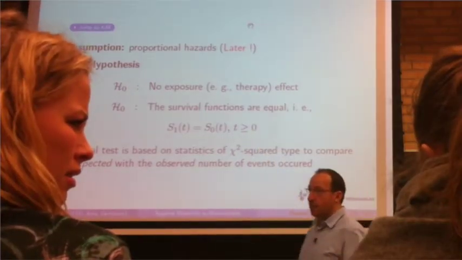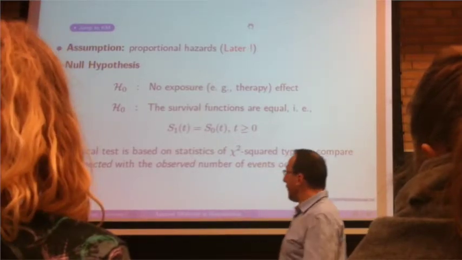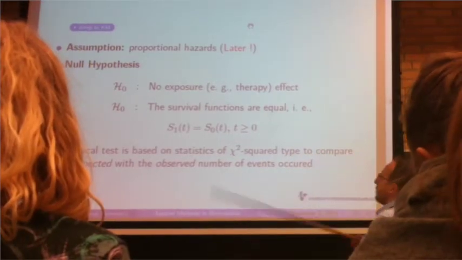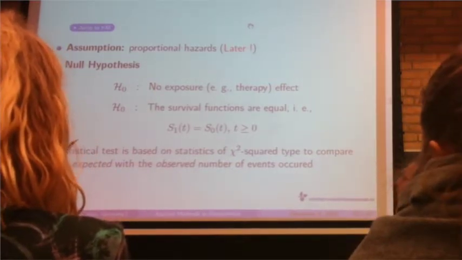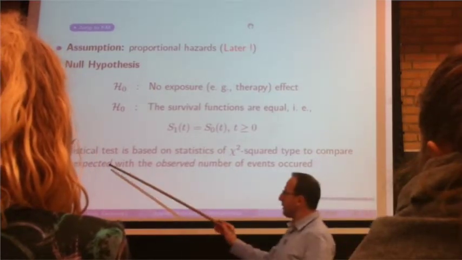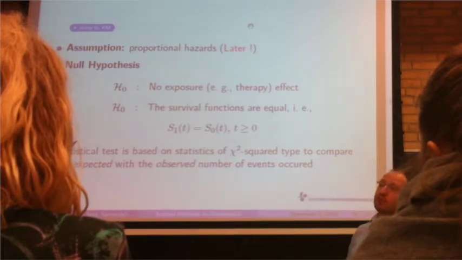This can be tested using the log-rank test, and the log-rank test is based on a statistic of chi-squared type to compare the expected with the observed number of events occurring.